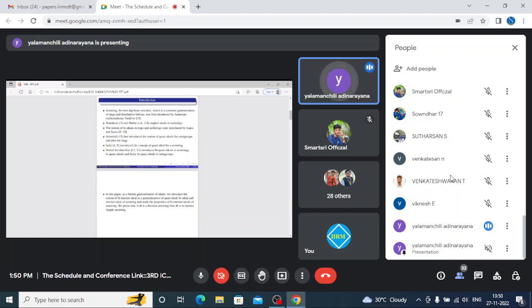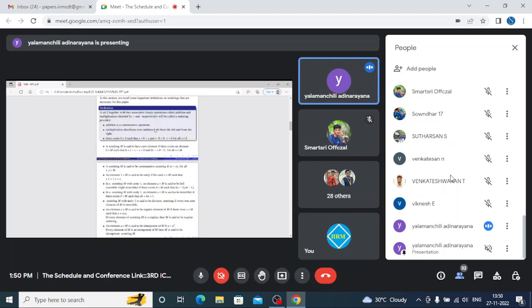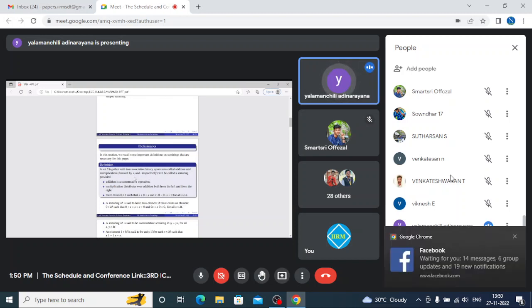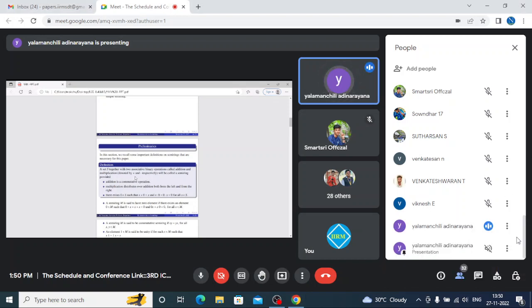Here we discuss the first main definition, that is, what is a semiring. This whole paper is based on semirings. A semiring is a set S together with two associative binary operations, addition and multiplication, where S is associated with a group, and then it is called a semiring.